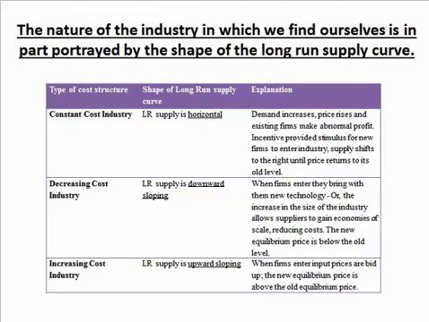Increase in cost industry: long-run supply is upward sloping. When firms enter, input prices are bid up. The new equilibrium price is above the old equilibrium price.